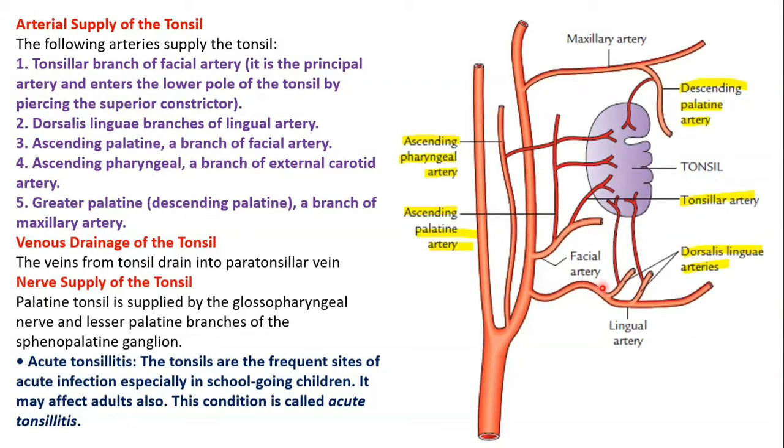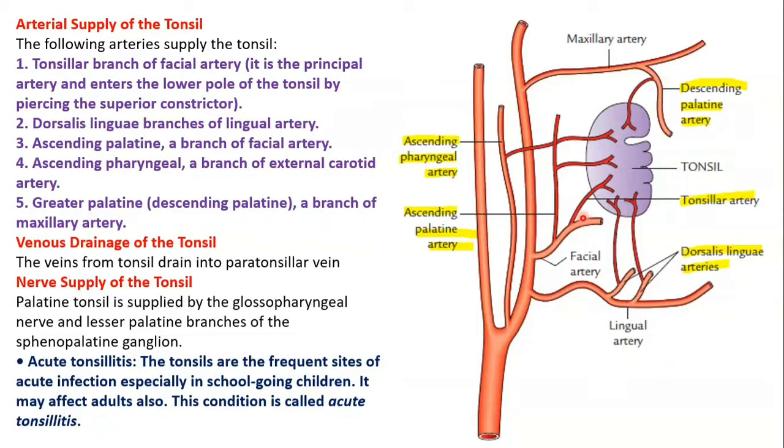This is the facial artery. Sorry, this one is the facial artery. This is the lingual artery, this one is the ascending pharyngeal artery, and this is the maxillary artery. These four are important branches arising from the external carotid artery, and they give tonsillar branches to the tonsil. This is the maxillary artery giving the descending palatine artery, because this tonsil is the palatine tonsil, and this is the ascending pharyngeal artery, a branch of the external carotid artery, which gives another tonsillar branch.